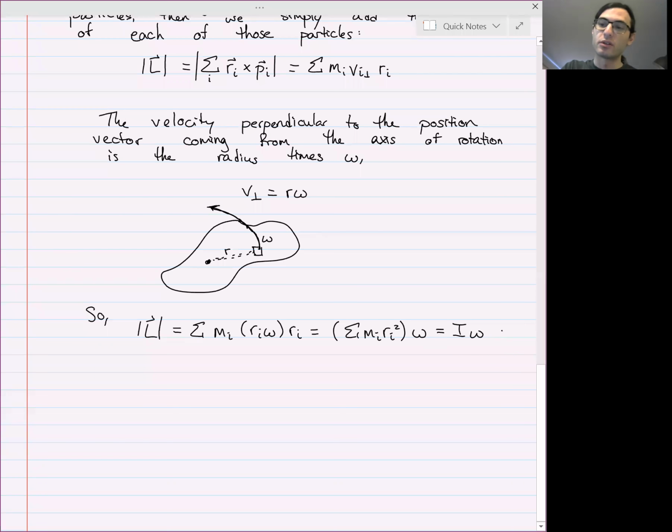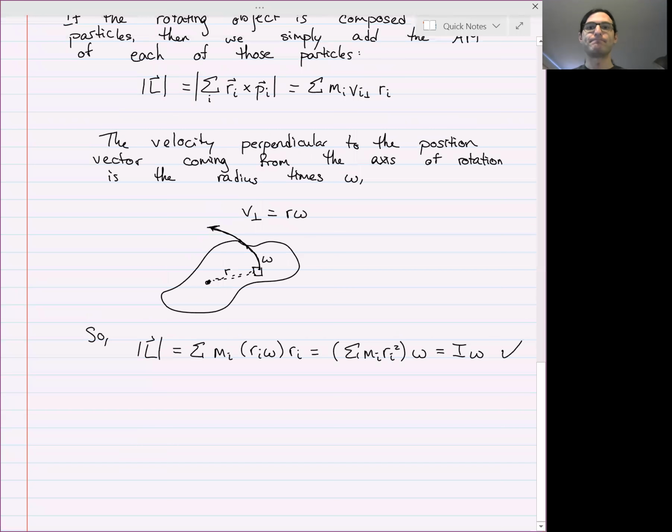So this is a good thing. It's a check mark. Right. So there are other ways to compute angular momentum besides just doing r cross p or I omega, right? So let me just outline one.